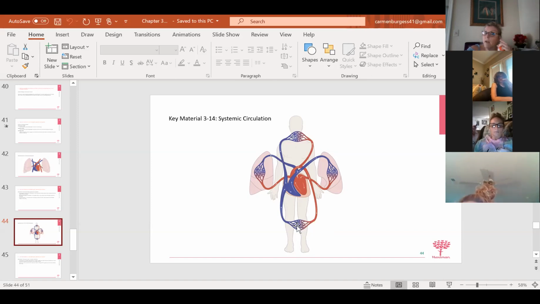Clotting. Know that for the test and for your other test. When blood pools, it does what? Clots. So if your blood is pooling anywhere, you are at risk for a blood clot.